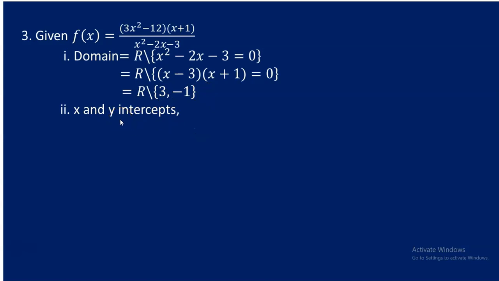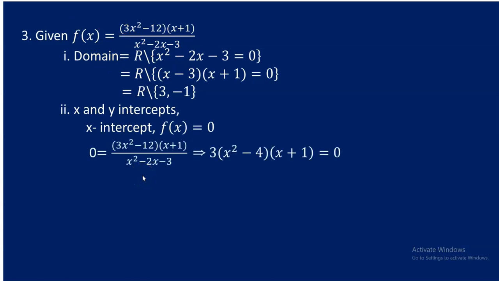Next, you are asked to find the x and y intercepts. Simple. As you are sketching the graph of a function, the x-intercept is a place where y is 0. So at the x-intercept, f of x must be 0, so you have to set f of x to 0 and look for the zeros of the function. You can apply cross multiplication: 3x squared minus 12, times x plus 1, equals 0. But 3 is a common factor here, so you can take it out. So 3 times (x squared minus 4), times (x plus 1) equals 0 follows.